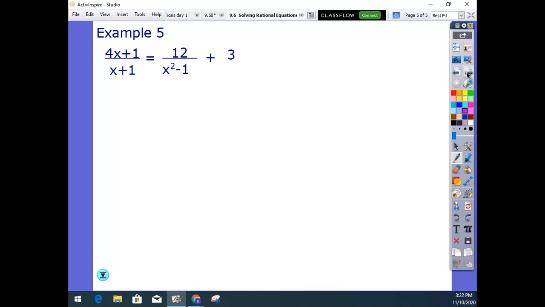All right, last problem. First, I'm going to look at my excluded values. I'm going to factor this first. So notice these have something in common. My excluded values, what are the values we can't use because it would be 0 in the bottom? What number would make x plus 1 equal 0? Negative 1. What would make x minus 1 equal 0? When x equals positive 1. So the two answers we cannot use, positive 1 and negative 1, because they would create a 0 in the bottom.